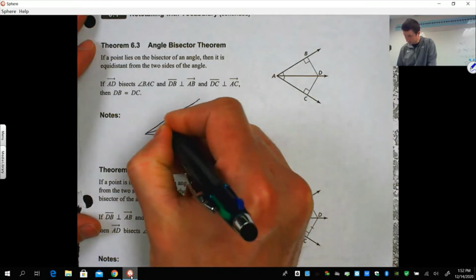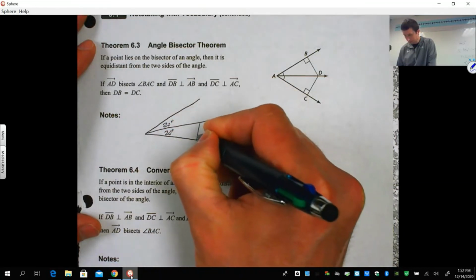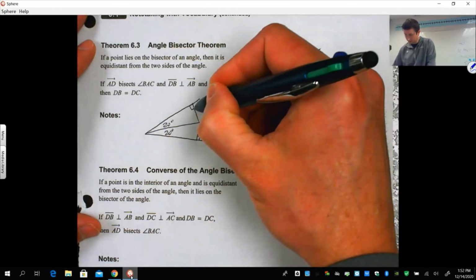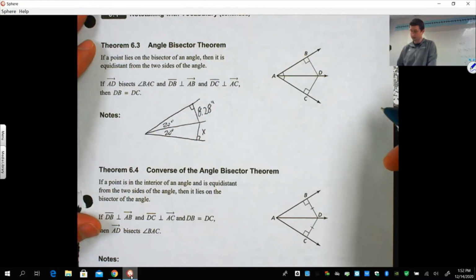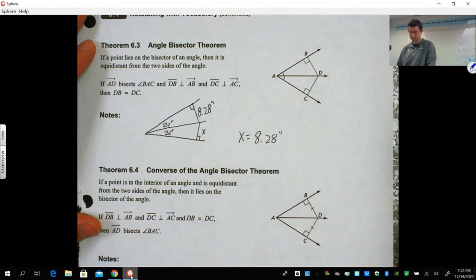Let's make this 20 degrees and this 20 degrees. It has to form a right angle. Let's say that's X. It has to form a right angle, and this is 8.28 inches. So we know X has to equal 8.28 inches.